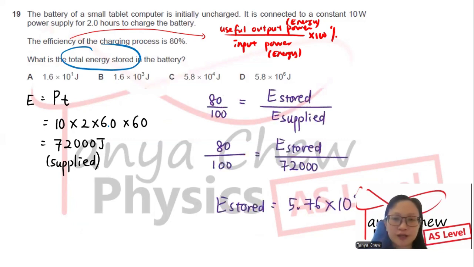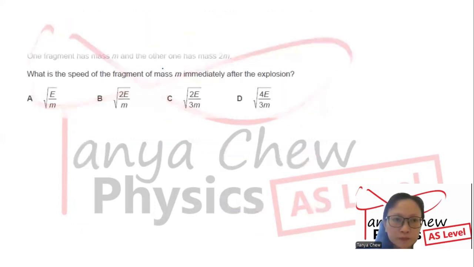And efficiency here is energy stored divided by the energy supplied. So I need to find the energy stored in the battery. Efficiency is 80%, so 80 divided by 100. All you need to do is sub into the equation and do your cross multiplication. The energy stored in the battery is 5.76 times 10 to the power 4 joules. So C is the answer.